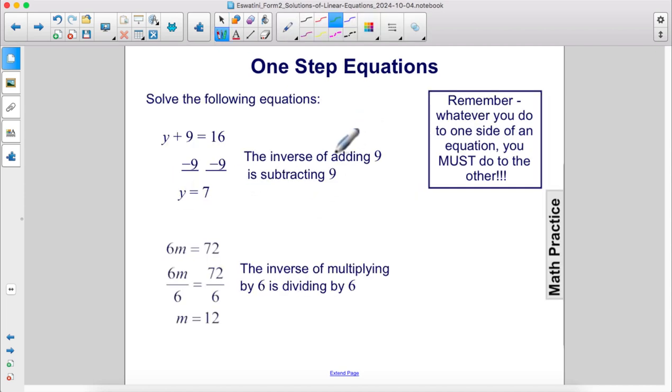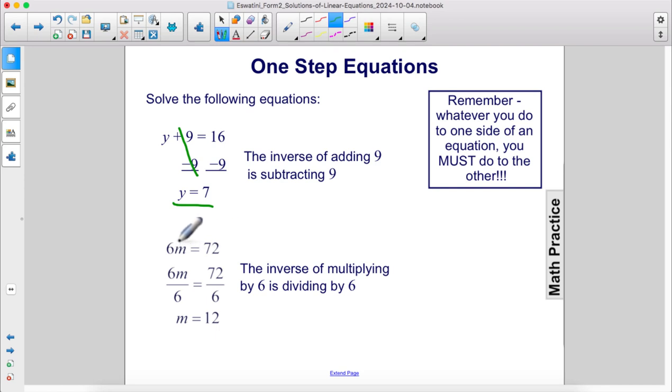Solve the following equations. y plus 9 equals 16. Well, we want to get rid of this plus 9. The inverse of adding 9 is subtracting 9. So subtract 9 from both sides. This cancels out on the left side. 16 minus 9 is 7. Therefore, y equals 7.